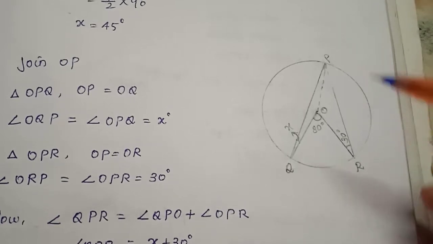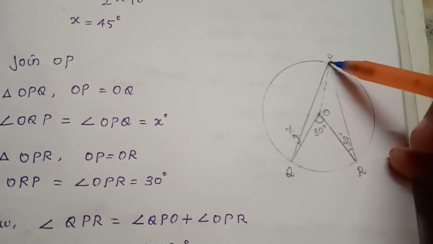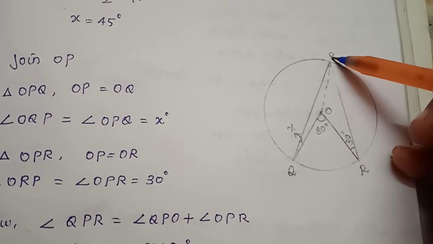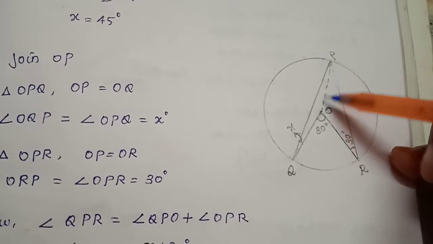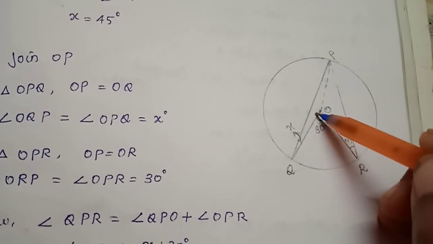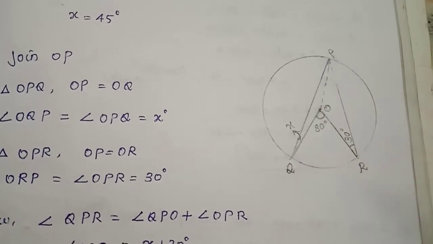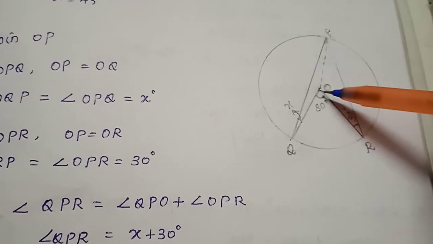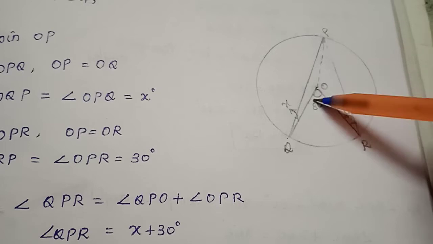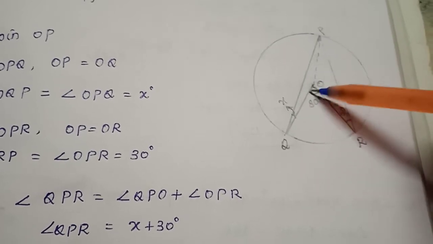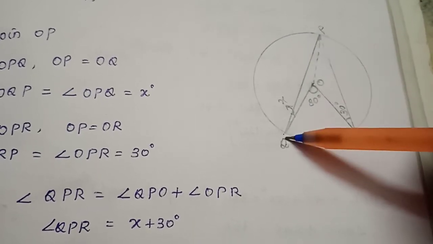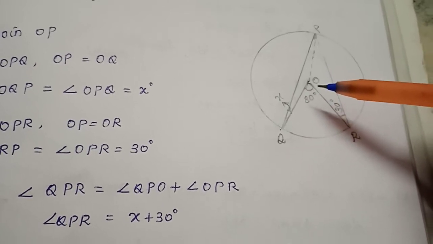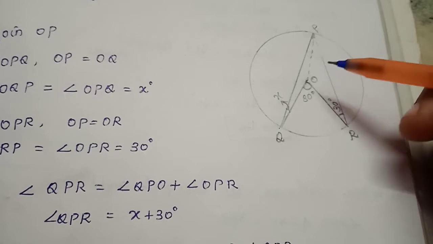Now what I'm going to do is join OP. If I join OP, then this is one of my radii and this is also one of my radii. Since these two sides are radii, these two sides will be equal. If two sides of a triangle are equal, then can we say this is an isosceles triangle? In an isosceles triangle, two sides will be equal.